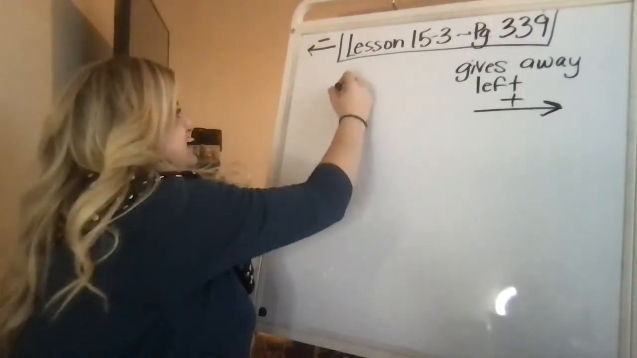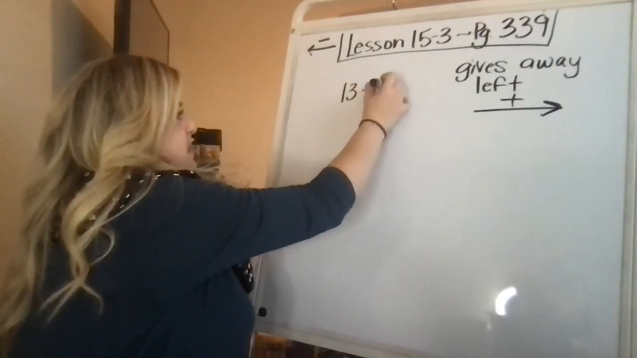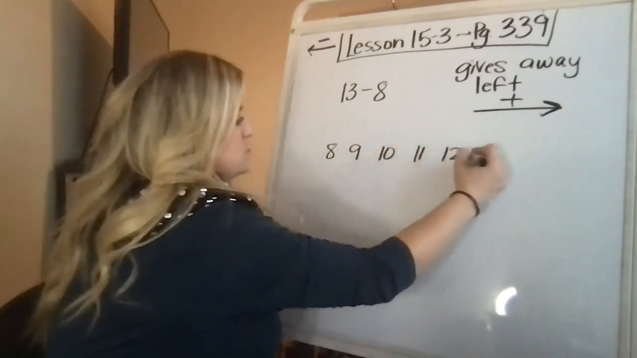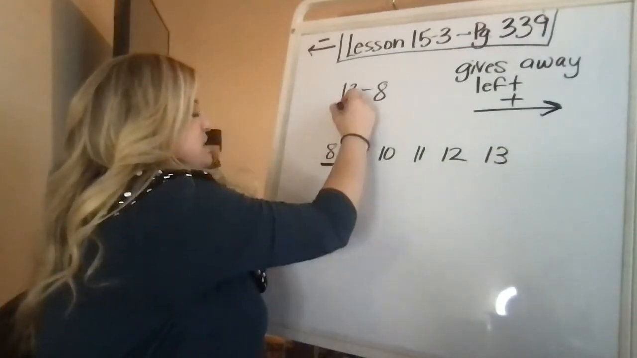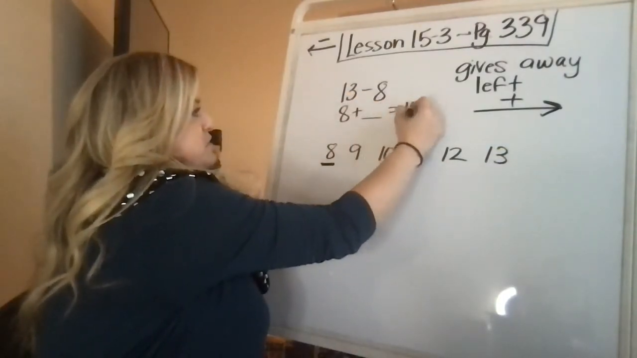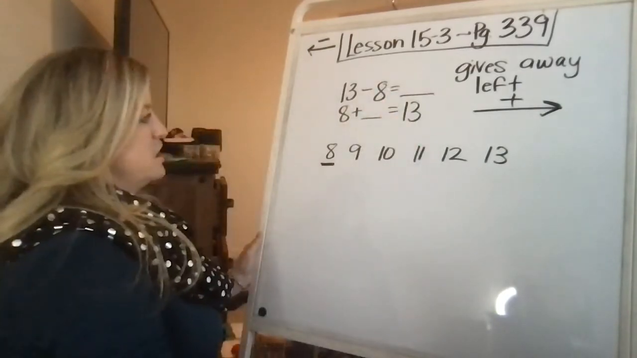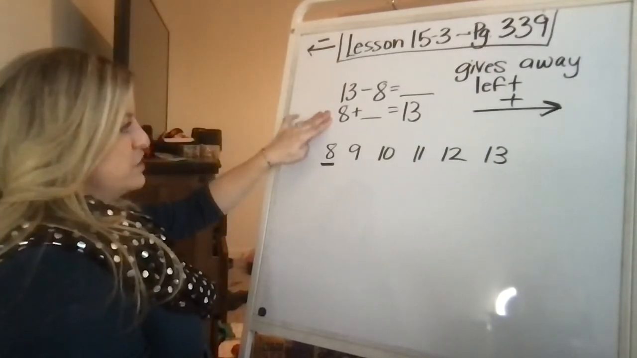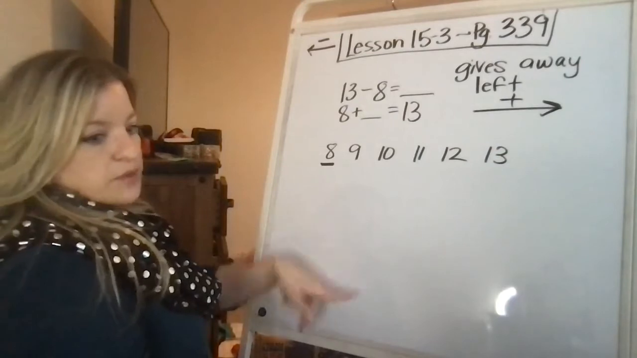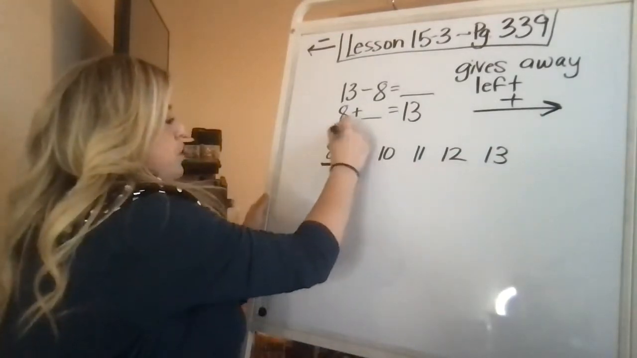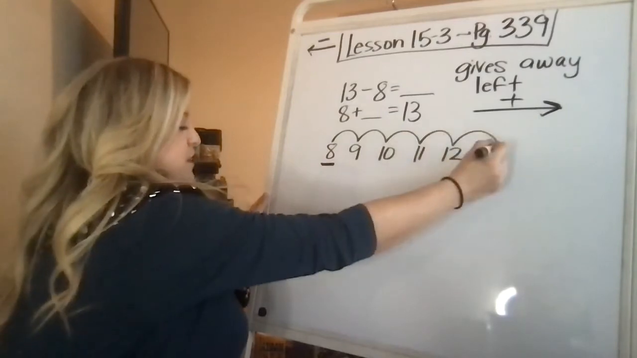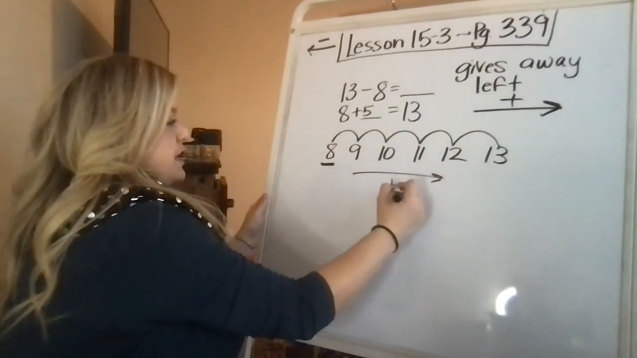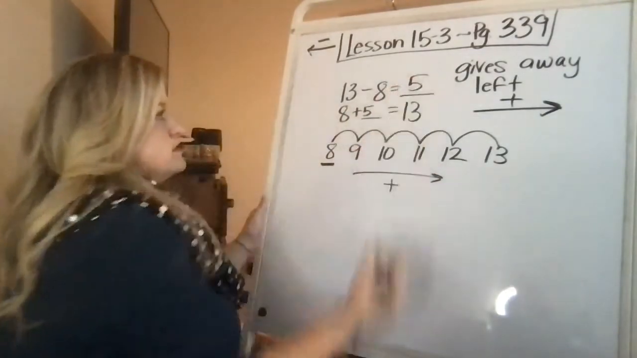13 minus 8. 13 minus 8, and they give us an empty number line. So we're going to go 8, 9, 10, 11, 12, 13. We're going to start at 8 because 8 plus however many jumps equals 13. Okay, we're going to fill that in. All I did was I took a subtraction equation, I turned it into an addition equation. So I'm going to start out at 8, and I'm going to count until I get to 13. 1, 2, 3, 4, 5. I took 5 jumps forward. I was adding. I was going this way, so I was adding. So that means 13 minus 8 is 5.